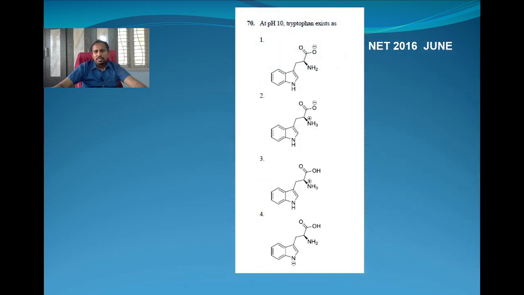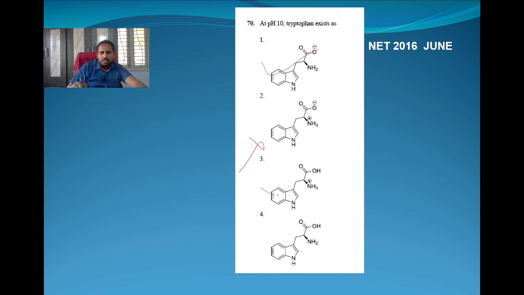This question was asked in NET 2016 June. At pH 10, tryptophan exists as. pH 10 means high pH. So at high pH, there is OH minus. So tryptophan is present in. Oh, not this, this is deuterium, not the answer. So high pH. This one is not a labile hydrogen. So I think this is the answer. Okay, at high pH, amino acid is present in anionic form. Okay, that is the answer.